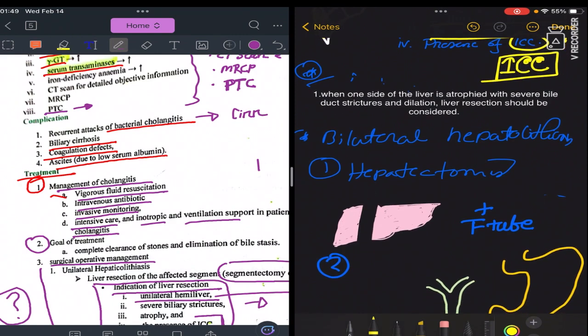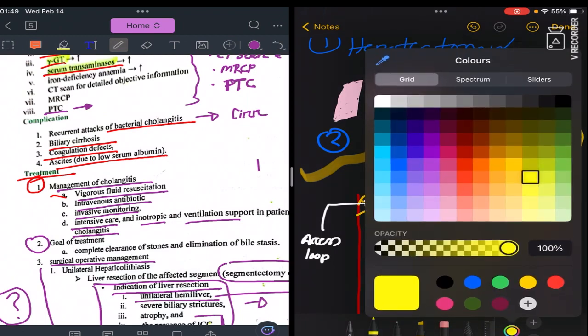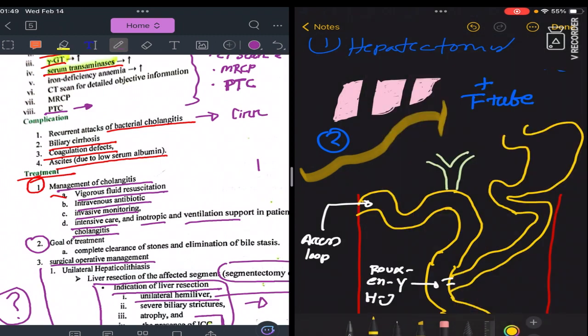So bilateral hepatectomy and hepaticolithotomy plus T-tube. We can go for hepatectomy, resection of the liver, and then we can also insert T-tube.